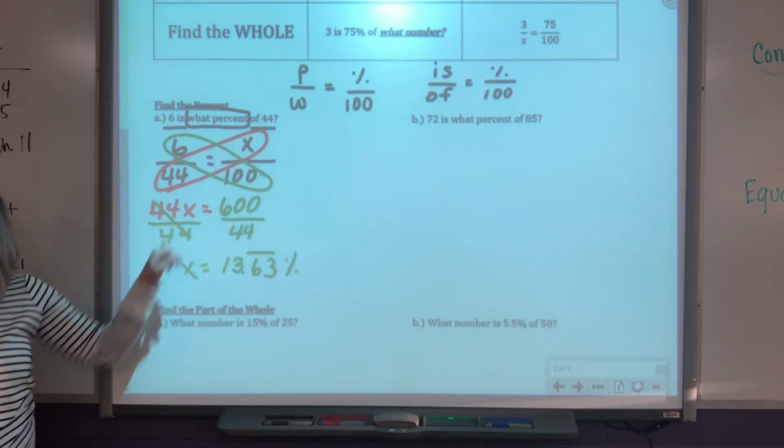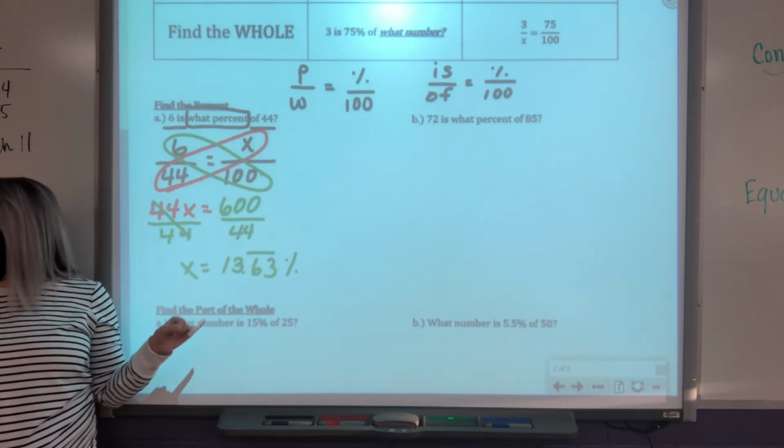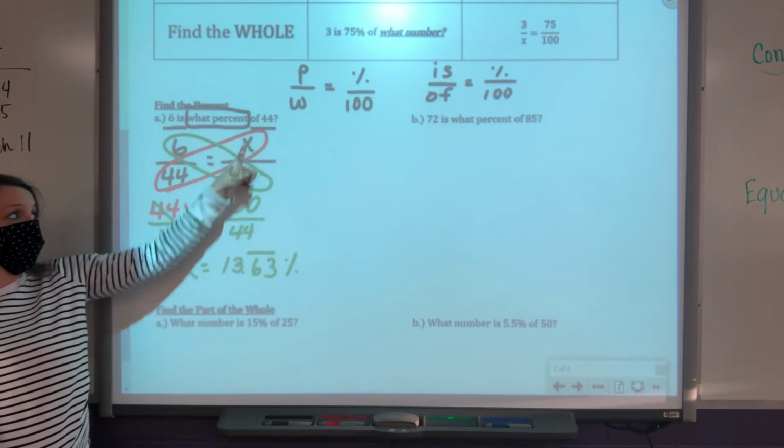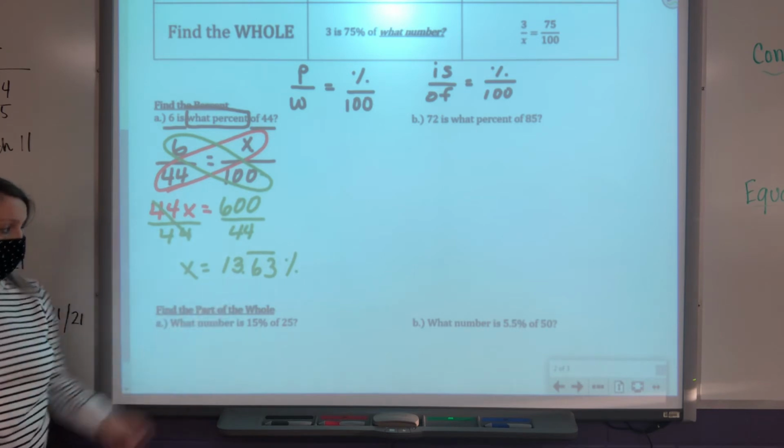I don't need to move my decimal. I don't need to put it back over 100. I can just put the percent symbol because it's x over 100, which is our percent over 100. So that's our answer.